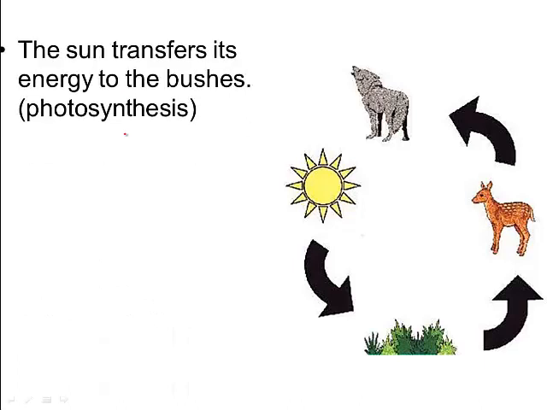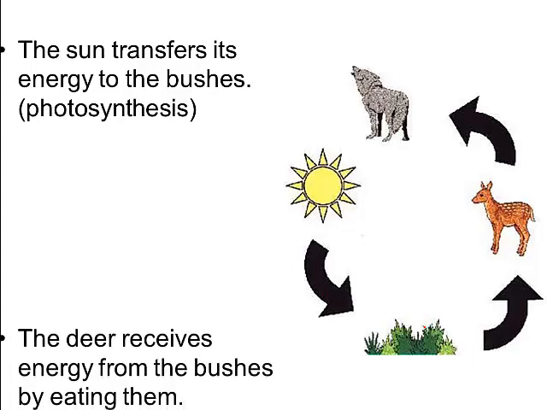So this is a very simple food chain. You can see the sun right here is transferring its energy to the bushes by doing photosynthesis. We typically don't include the sun. It's not a trophic level. It's implied that it's there, but for the purposes of showing the energy transfer, we have it here. So the sun is transferring its energy to the bush, and the arrow is pointing at the bush because the energy is going in that direction.